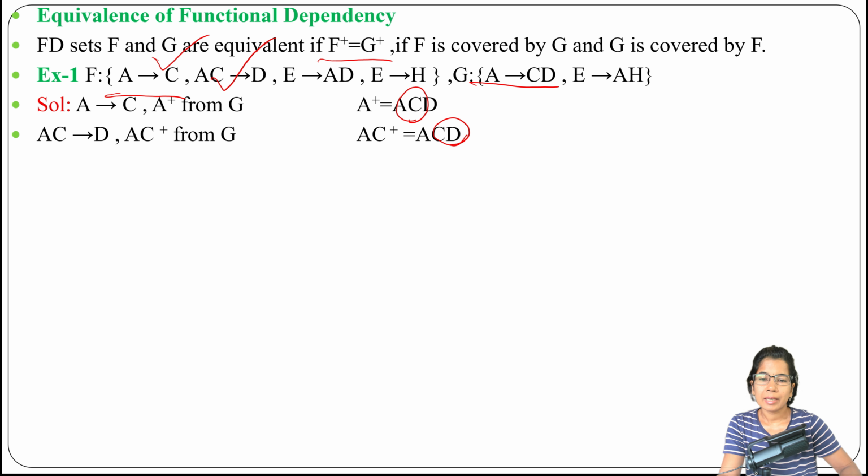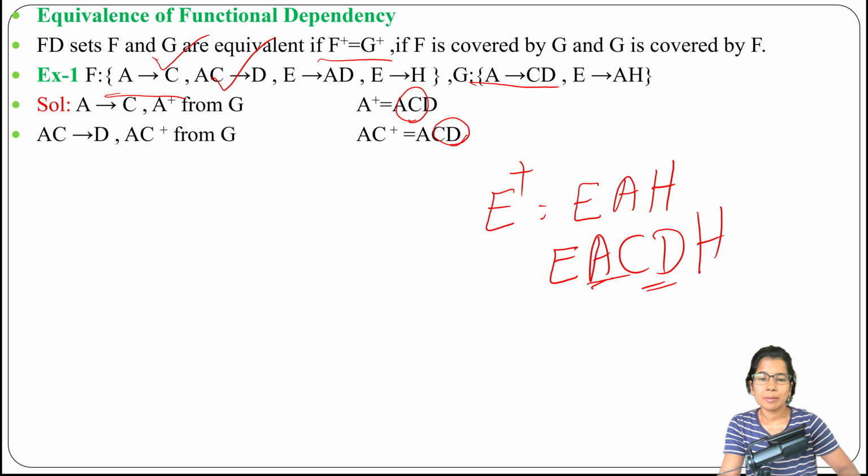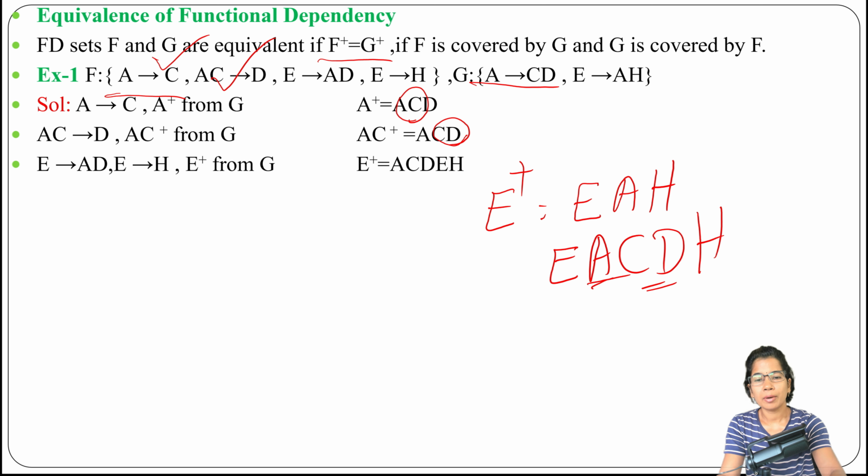Then E derives AD. For that we need to find the positive closure of E from G. So E positive closure will be EAH. Again from A we can derive C and D. So EACDH. Now there is A and D, hence E implies AD also holds from G. Next E implies H. E implies H also holds as H is on the right side.